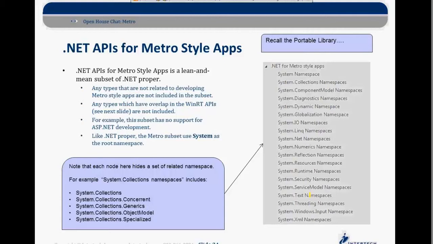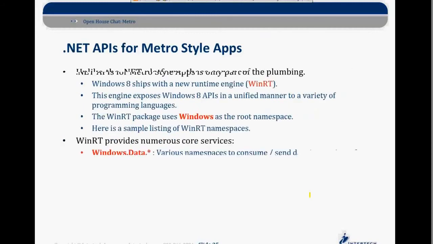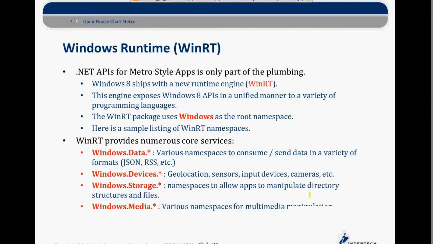WinRT is not .NET. It is not the CLR. It's a whole different beastie. There is a whole new stack of namespaces that are wrapped up in this Windows metadata format, and I'll describe that in just a minute. The root namespace is going to be Windows. So what's the root namespace for .NET? System. Root namespace for WinRT is always Windows.